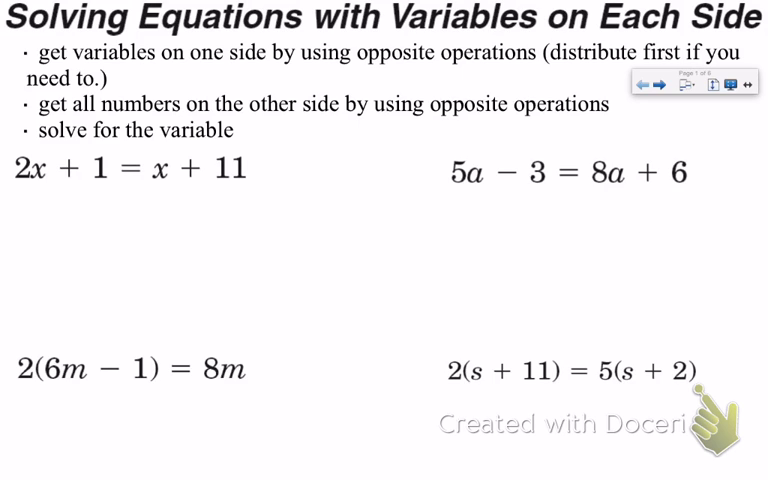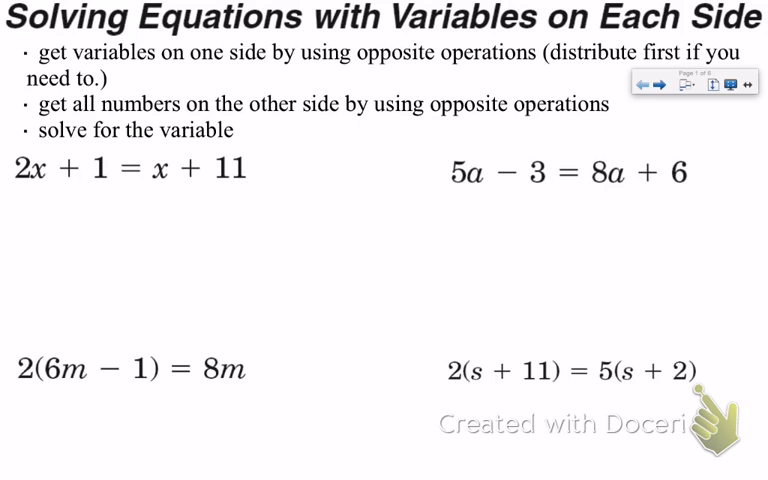So when we see that, we need to get those variables on the same side. It's essentially combining like terms. We just need them on the same side in order to combine them. So when we get the variables on one side, we have to get all the other numbers on the other side. We do both of these things by using opposite operations. Then we can solve for the variable.